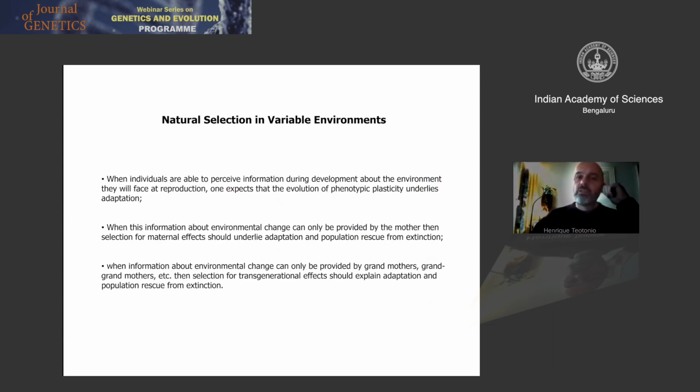Now, how can we understand natural selection in variable environments? Evolutionary theory, the one that exists, indicates that when individuals are able to perceive information during their own development about the environment that they will face at reproduction, then one expects that the evolution of phenotypic plasticity will underlie adaptation. When this information about environmental change can only be provided by the mothers, for example, in placental animals, then selection for maternal effects should underlie adaptation and population rescue from extinction. Of course, when information about the environmental change can only be provided by grandmothers or by great-grandmothers, etc., so previous generations further down the path, then selection for transgenerational effects, not just maternal effects, should explain adaptation and population rescue from extinction.